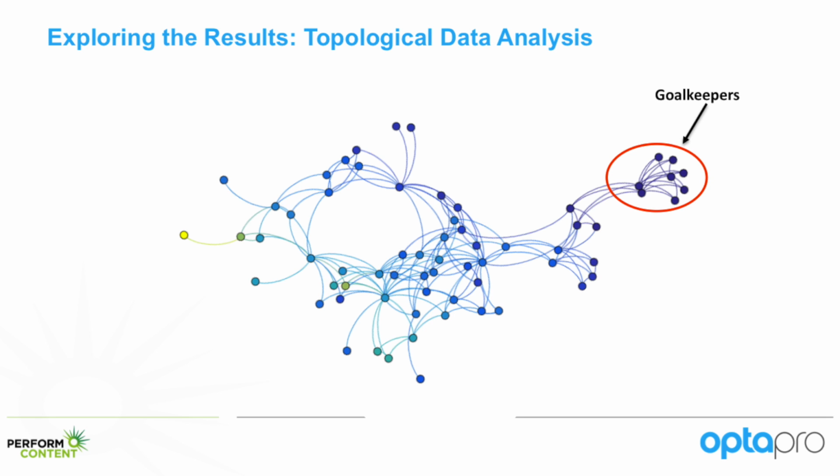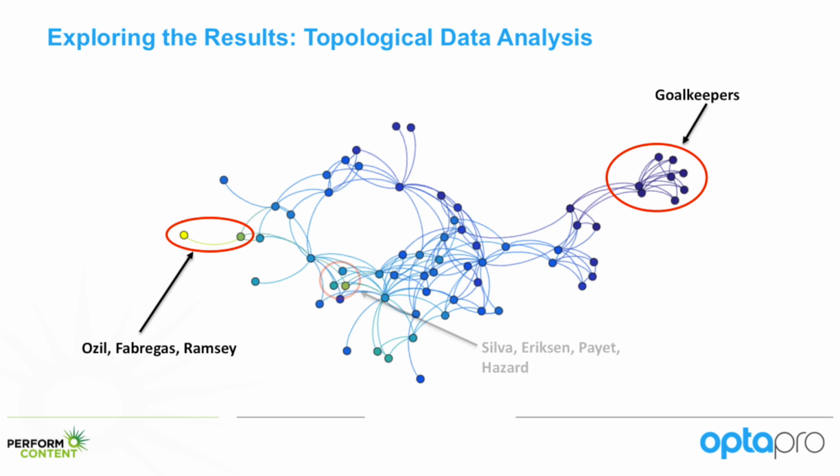So to give you a taste, goalkeepers are in this very dark blue area over here. So we basically have two areas where there's a higher amount of key passes. We have this area right here. Again, Ozil, Fabregas, and Ramsey are the players that are in there. And we have this area over here, Silva, Eriksen, Payet, and Hazard are the players that are in there. So again, this gives you a very open exploration of the results. You can look at where players are occurring in the space, and it gives you an idea of which players might be interesting.